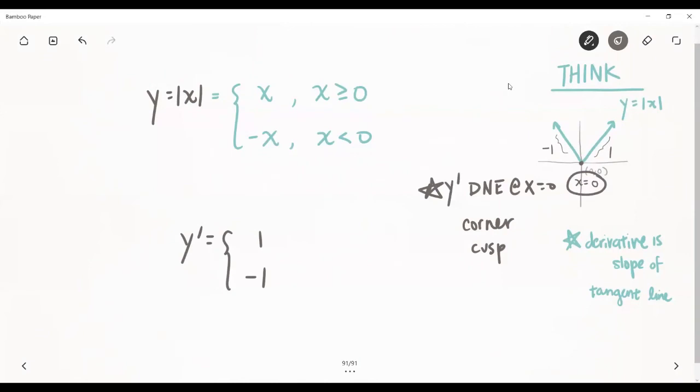And so on our derivative function over here, we can just say x is greater than 0 only, or x is less than 0 only. And we can see that the original function was including 0, but when we look at the derivative, 0 is no longer included because of the fact it's a corner.